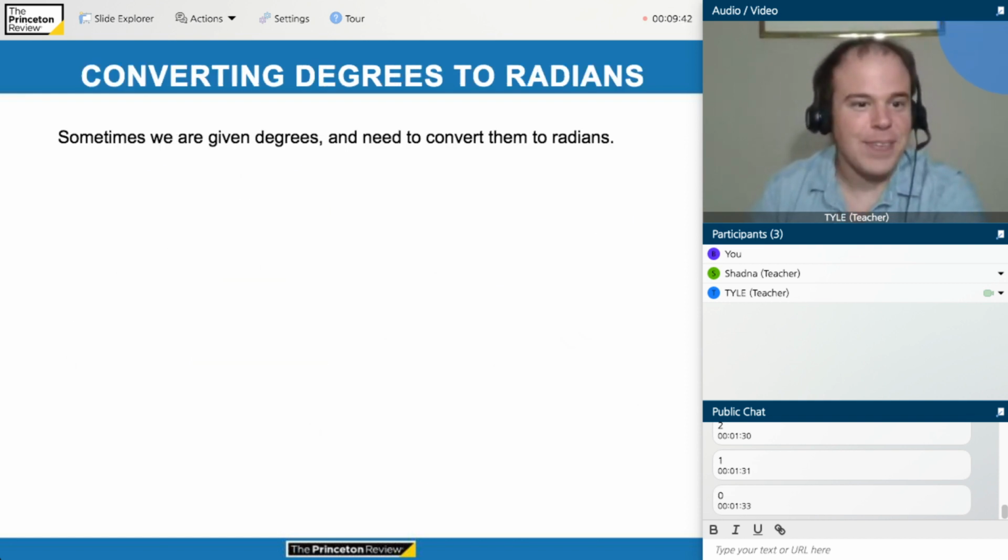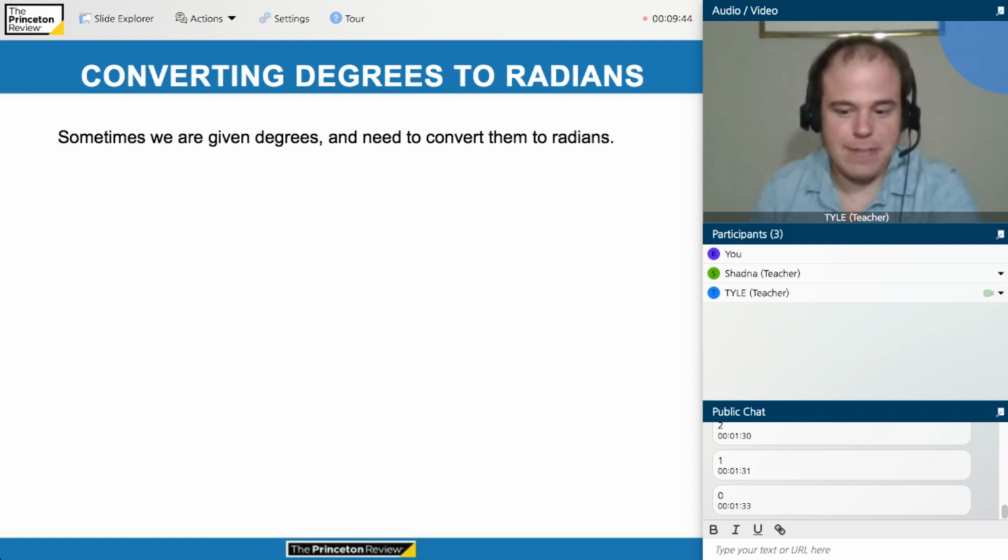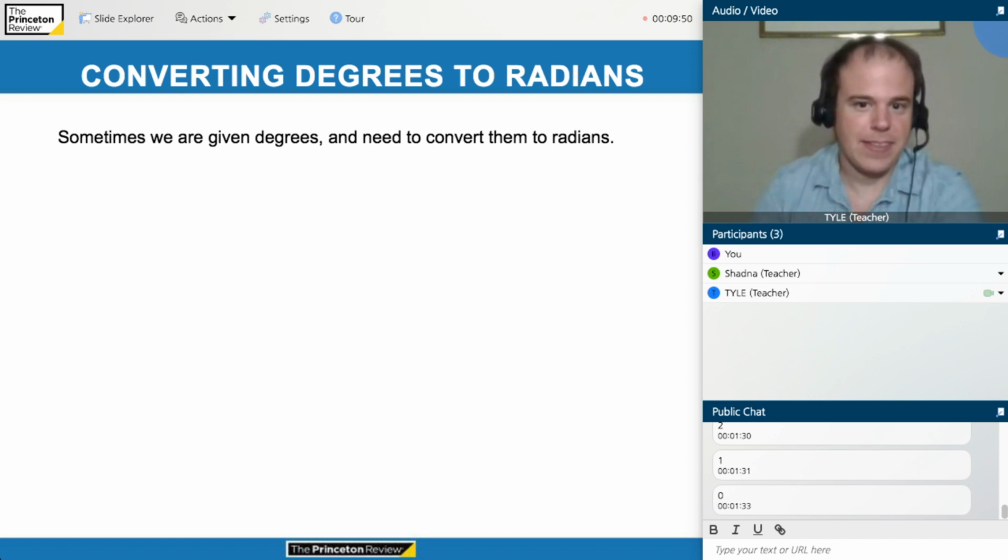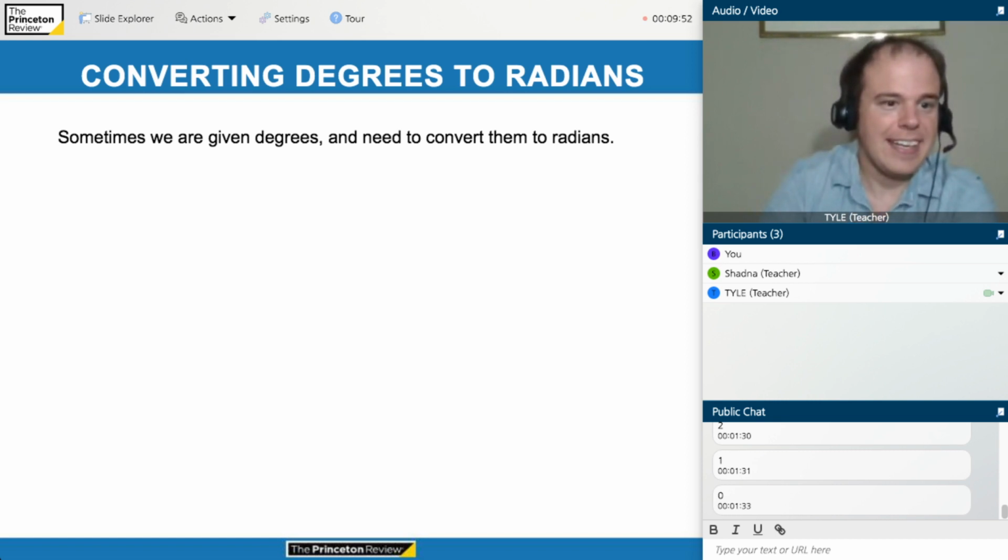If only life were always that easy. Unfortunately, sometimes problems give us measures of angles in degrees, and we need to convert them to radians, or vice versa. But first, let's see how to convert degrees to radians.